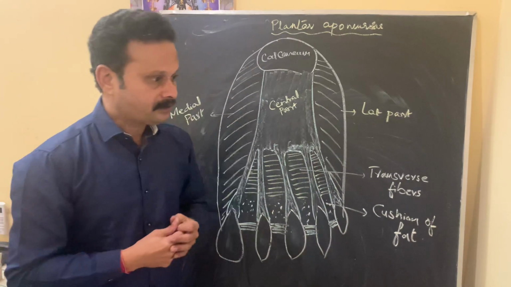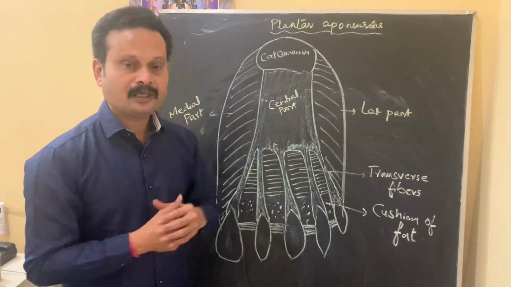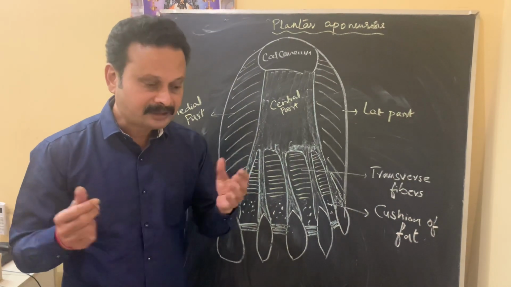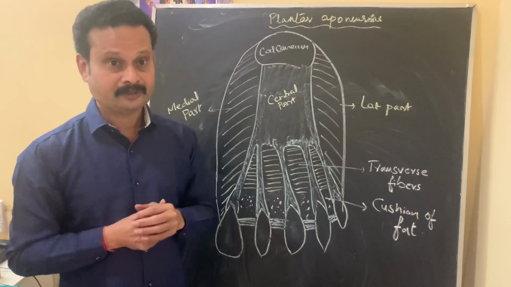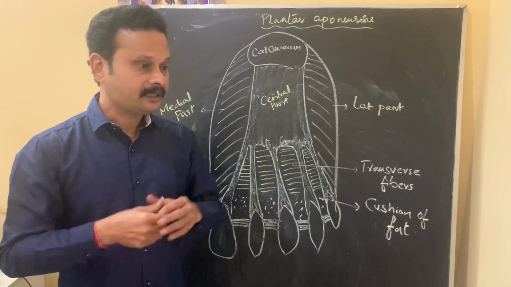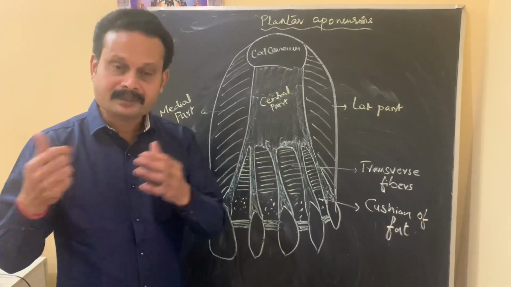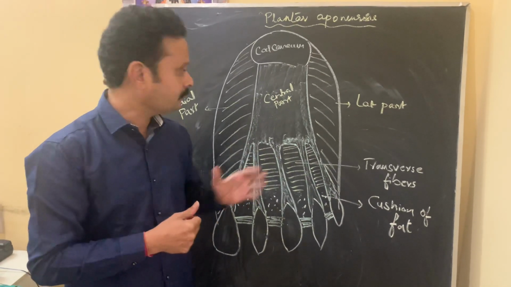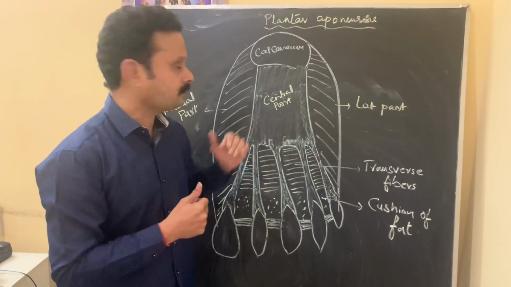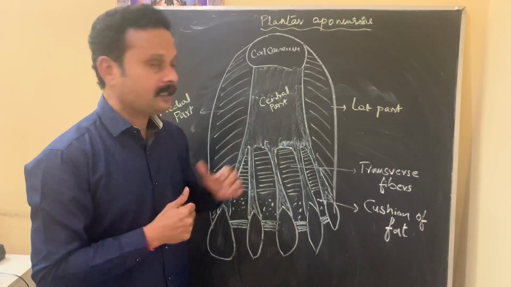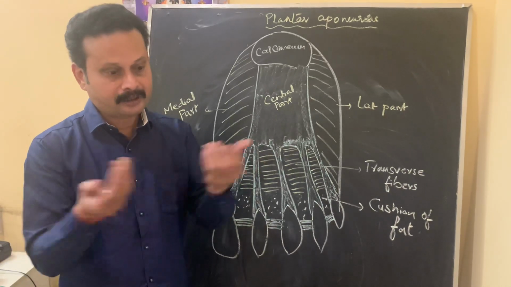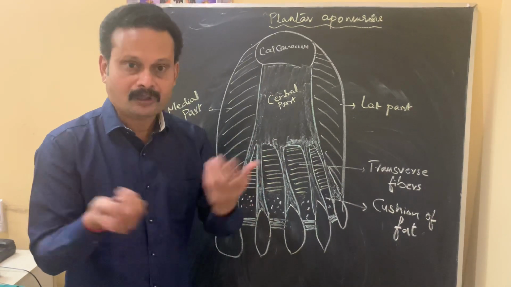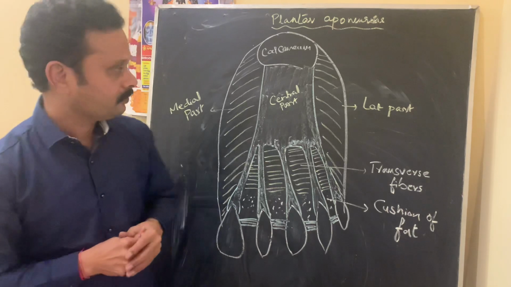Embryologically, if you see, this central part of plantar aponeurosis is considered as the degenerated part of plantaris muscle. The plantaris muscle gets detached and the degenerated part of it is the central part of the plantar aponeurosis. It gets disconnected from the muscle due to the elongation or growth of the heel during evolution.